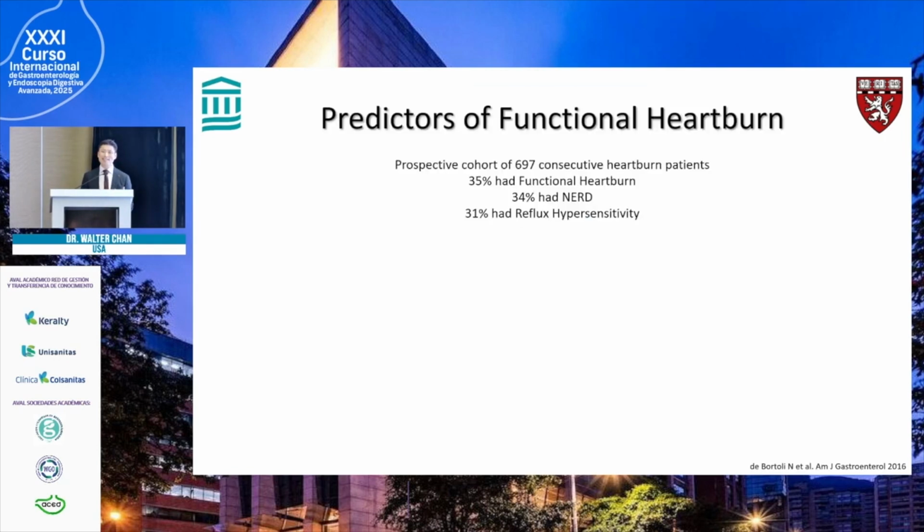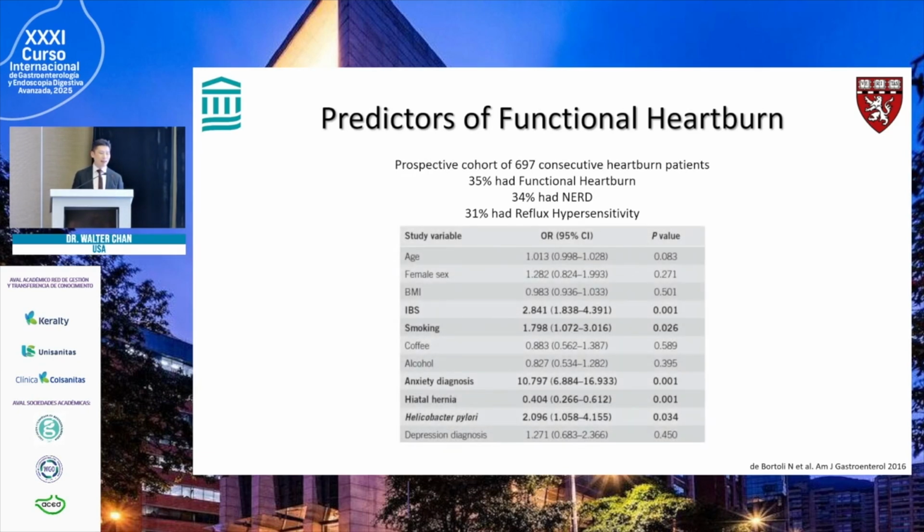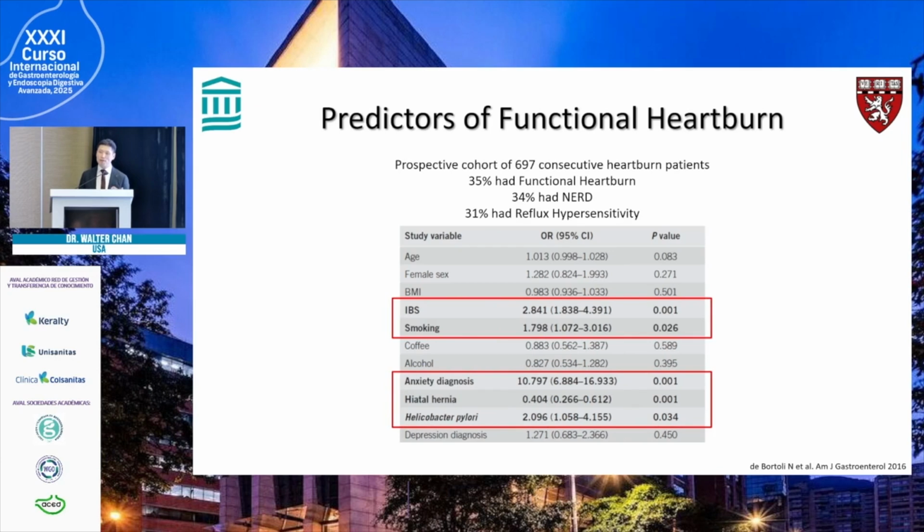And what are some of the predictors of functional heartburn? This is a study looking at almost 700 consecutive heartburn patients, and they underwent reflux testing to get classified into those with functional heartburn, true reflux disease, and reflux hypersensitivity. Basically, the predictors of functional heartburn in this cohort are if they also have IBS, if they smoke, and also if they have anxiety. If they have a hiatal hernia, they're less likely to have a functional disorder, or more likely to have abnormal reflux.